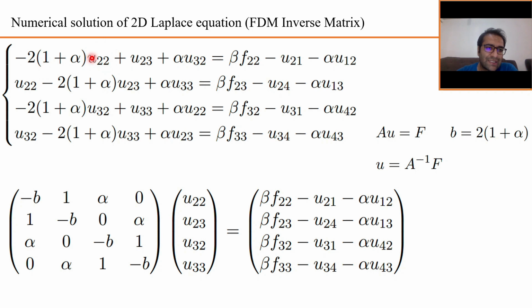The coefficient is minus B, so we write minus B here. Do we have U23 in the first equation? Yes, here. What's the coefficient? The coefficient is 1, so this is correct also.